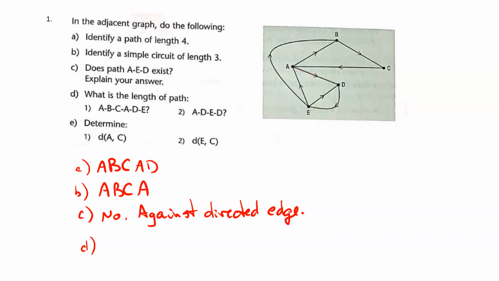Question D. What is the length of path ABCADE? A to B, B to C, C to A to D, D to E. To calculate the length, we see we've got 1, 2, 3, 4, 5 edges. Not too surprising because there are 6 vertices identified in the path. Part 2 of that asks what is the length of path ADED? And in that case, we've got 1, 2, 3.